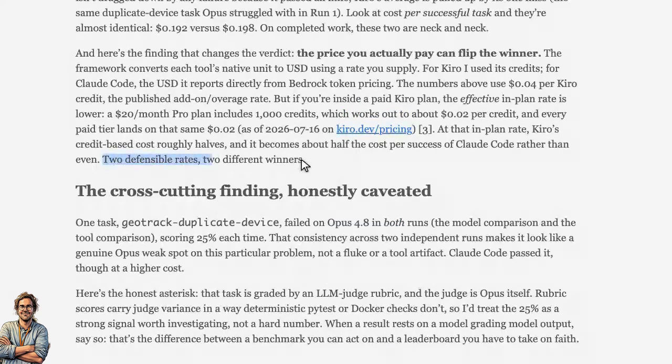Here is the finding that changes the verdict, and a reader rightly asks about it. The price you actually pay can flip the winner. The framework converts each tool's native unit to dollars using a rate you supply. At the published overage rate, the two tools are even. At the lower effective in-plan rate, one becomes about half the cost per success. 2 defensible rates, 2 different winners, which is why the framework makes you supply your own.